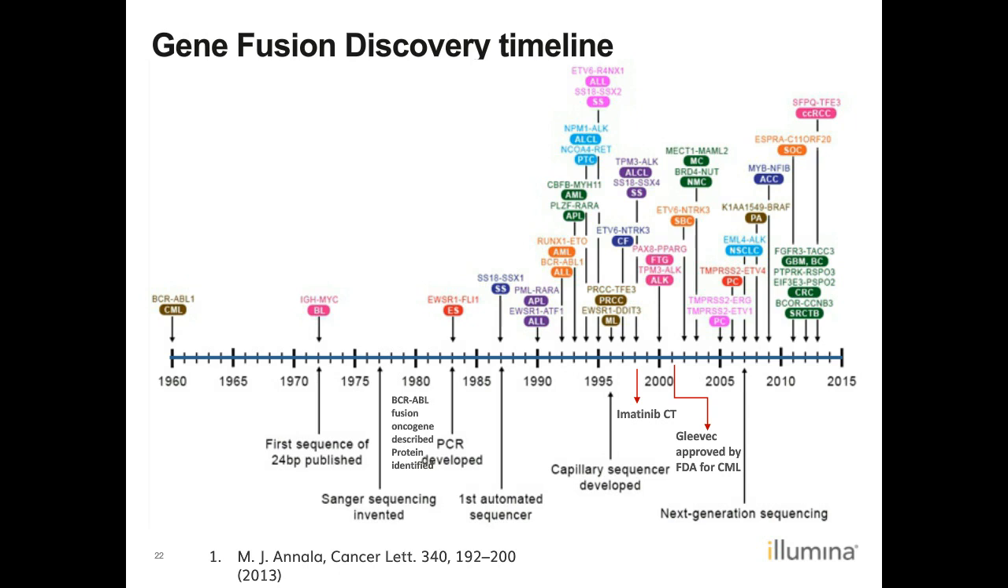The timelines shown in the slide very clearly demonstrate how gene fusions discovery coincides with the improvement of DNA sequencing technologies. The colored boxes in the top part of the timeline represent the year in which the particular gene fusion was discovered, and arrows below the timeline represent the year in which certain sequencing technology became available.